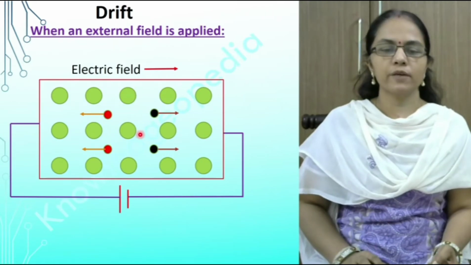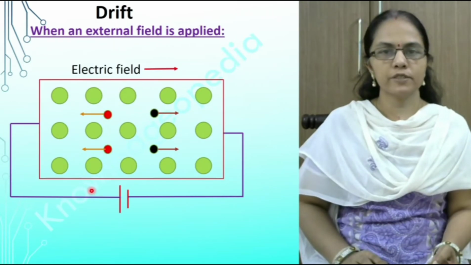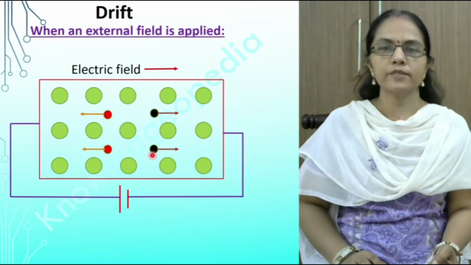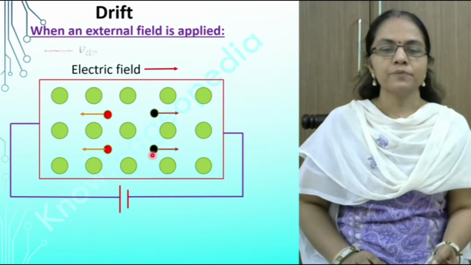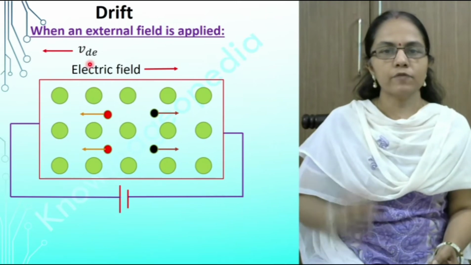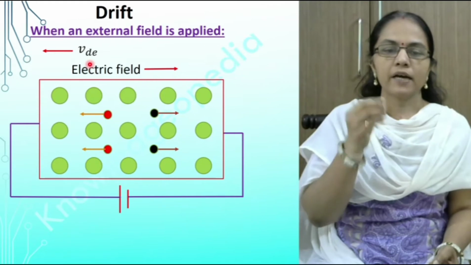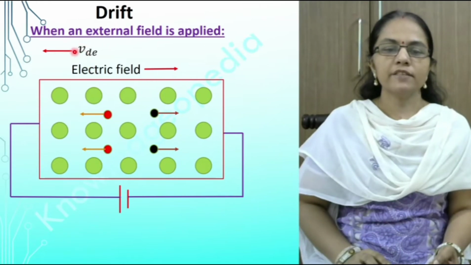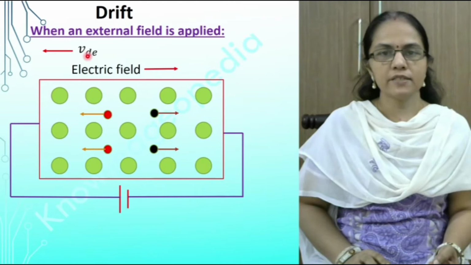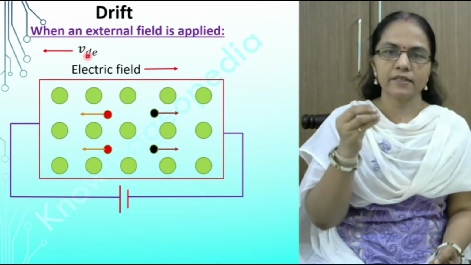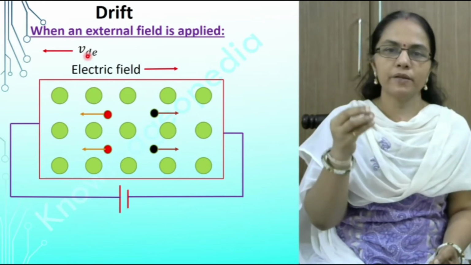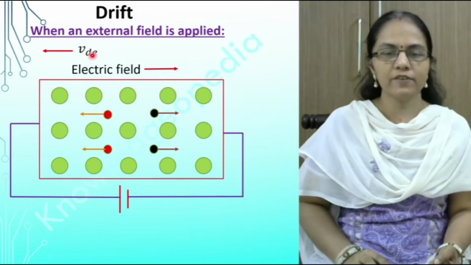So this is what we have seen, that electrons are moving opposite to the direction of the electric field and holes are moving in the same direction as the applied electric field. If we consider the velocity of the electron as VdE, here V is the velocity, and D I am writing because this is due to the drift of the electrons. Whenever we are applying an electric field, as the carriers are charged particles, they will be drifted by the applied electric field, and hence I am writing this as VdE.